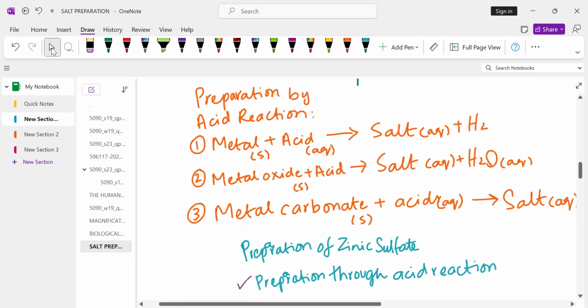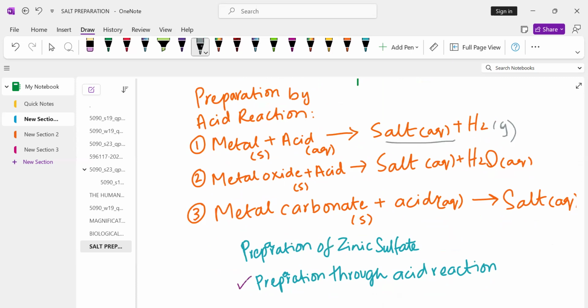First method, preparation by acid-base reaction. There are 3 acid reactions. First one is metal plus acid gives salt and hydrogen gas. So hydrogen gas is in gas form and the salt is aqueous. However, the metal is solid and the acid is aqueous.